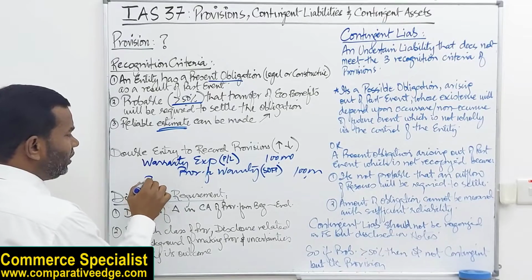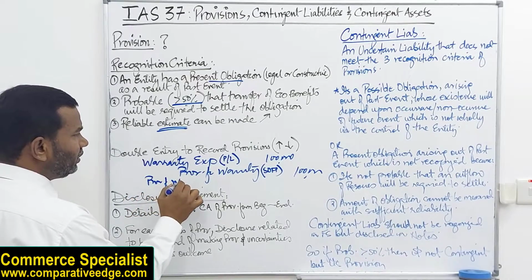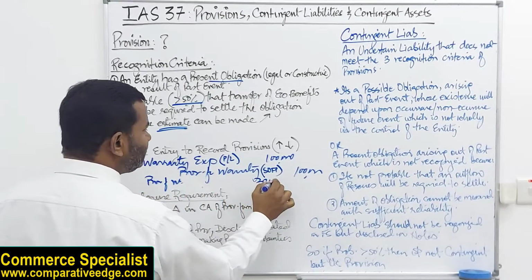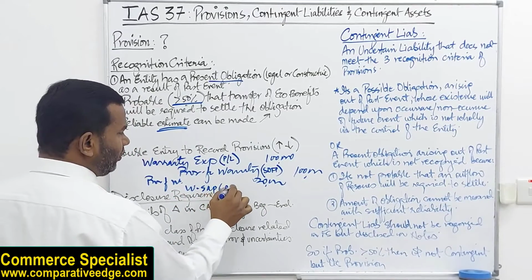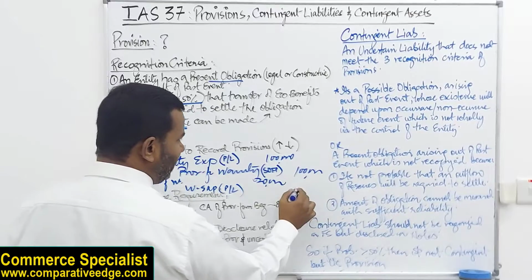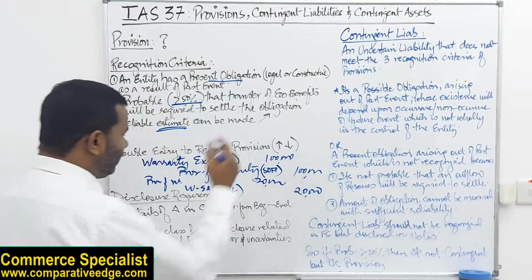So the entry would be provision for warranty will be debited by 20,000, and we credit warranty expense, and obviously this will go into profit and loss. Crediting profit and loss means increasing it. This would be the double entry.